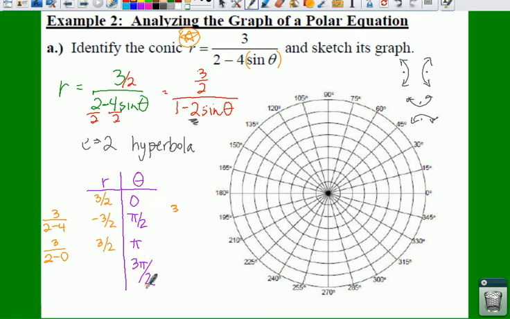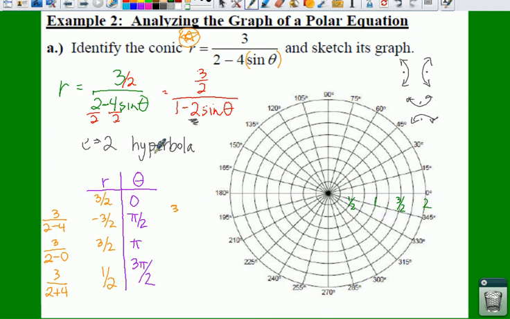And then we're finally going to plot 3 pi over 2. The sine of 3 pi over 2 is negative 1. So negative 1 times 4 is a positive 4. In the denominator, you get 2 plus 4, which is 3 over 6, or 1 half. Since we have 8 rings here, we're going to go by fourths. So 1/4, 1 half. Every 2 circles is a half. 3/4, 1, 1 1/4, 1 1/2. So 3 halves, and then we'd have a 2 all the way out here.